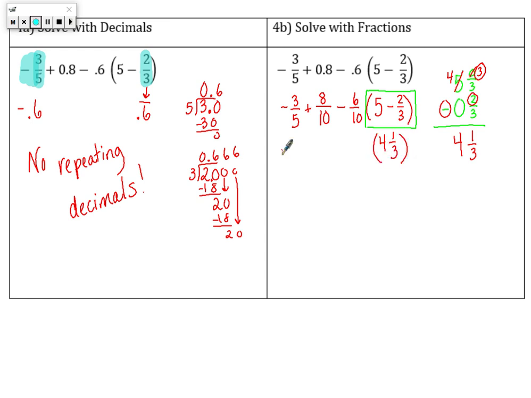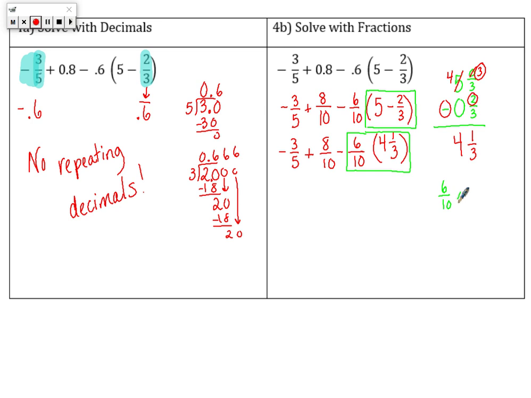Now I bring down everything I did not use, and I think about what the order of operations tells me to do. What should I do next? If you said that I should multiply next, you're correct. I only have addition, subtraction, and multiplication. Multiply always comes before add and subtract. So I'm going to do this multiplication.